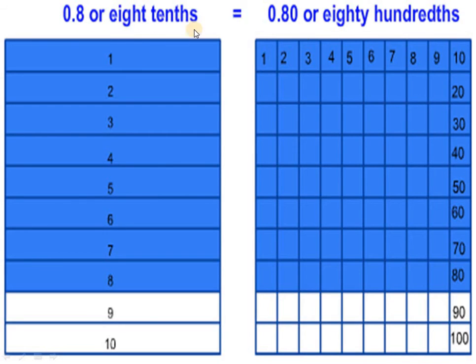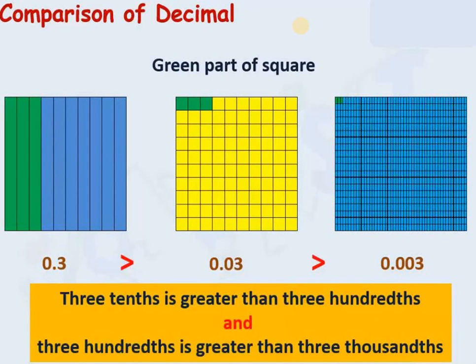Similarly, you may write down 0.3 and 0.30. Now you will check whether both are equivalent decimals or not. Let's move further and see the comparison of decimals, where you will find out which one is more and which one is less. Now you have to focus only on the green part of the square. You don't have to see the other colored parts.